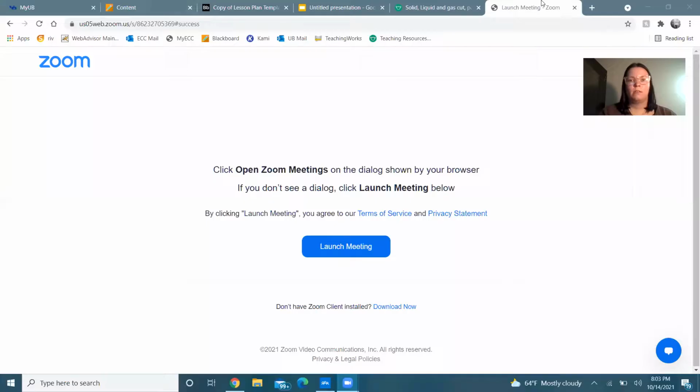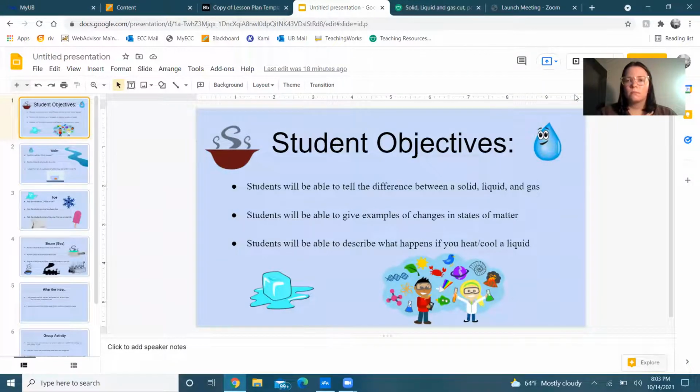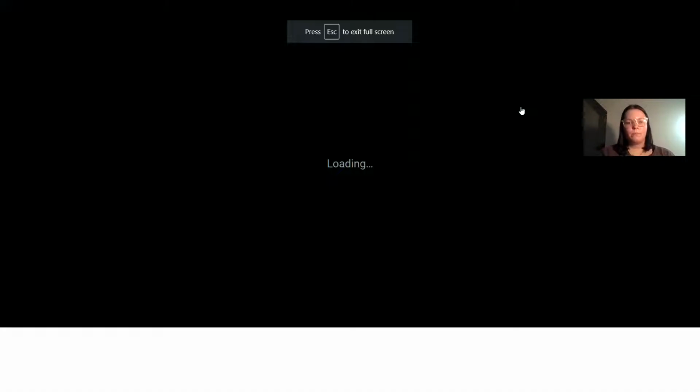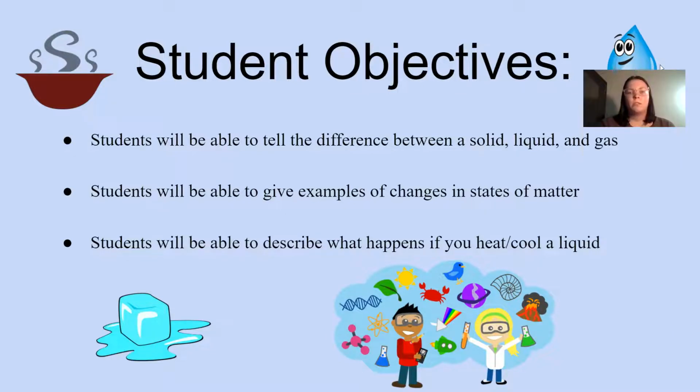So here that is. So the objectives for this lesson will be students, they'll be able to tell a difference between a solid, a liquid, and a gas. Students will be able to give examples of changes of states in matter. So water freezing, water boiling, turning into steam. Students will be able to describe what happens if you heat or cool a liquid.